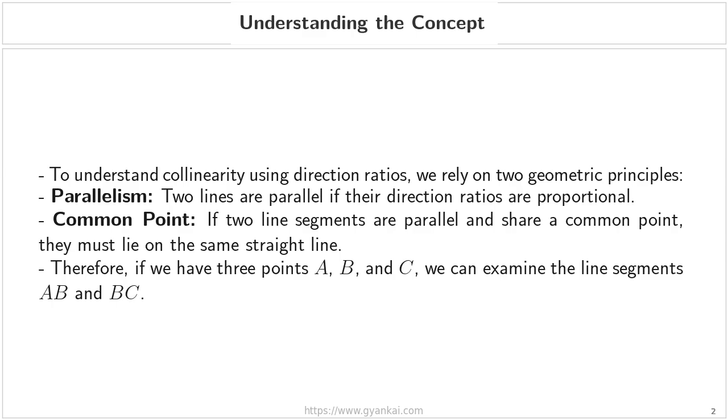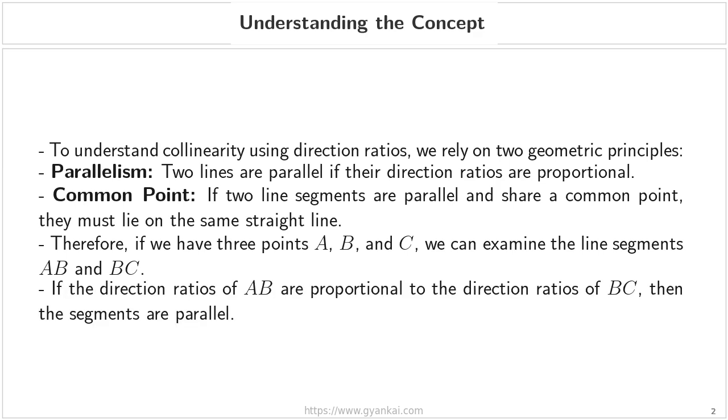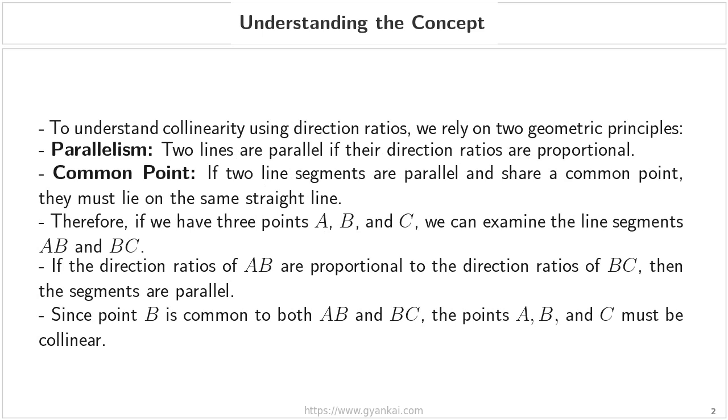So, applying this to our topic, if we are given 3 points, A, B, and C, we can examine the line segments AB and BC. If we calculate the direction ratios for segment AB and find that they are proportional to the direction ratios of segment BC, we have proven that the segments are parallel. And because point B is a shared point between both segments, we can conclude with certainty that points A, B, and C are collinear. In the next slide, I will show you the exact step-by-step mathematical procedure to perform this check.